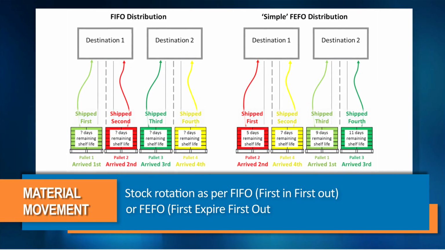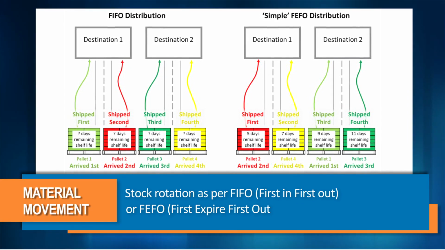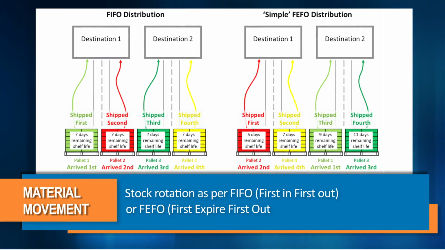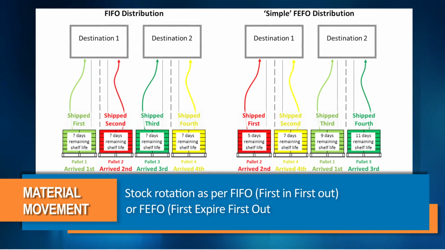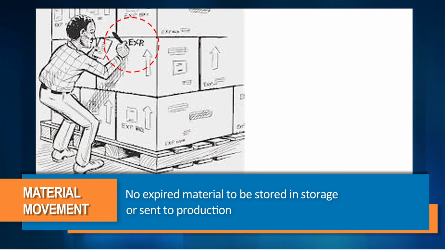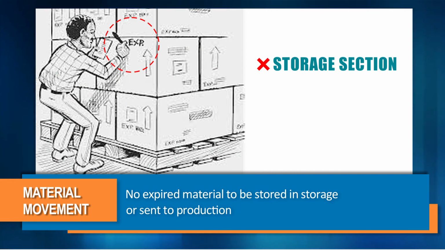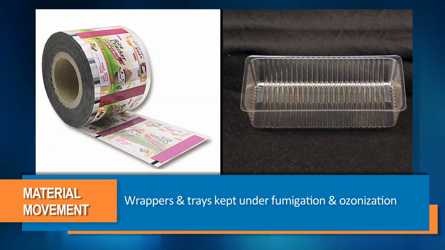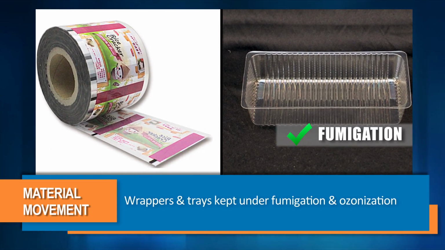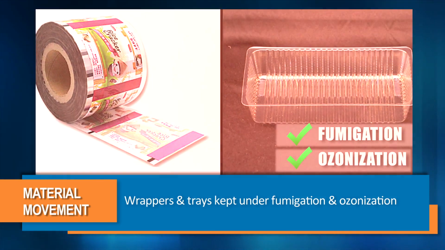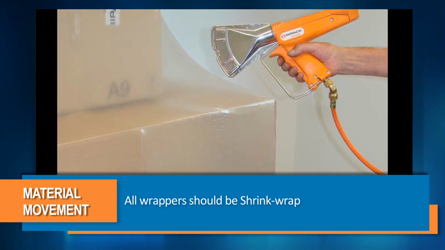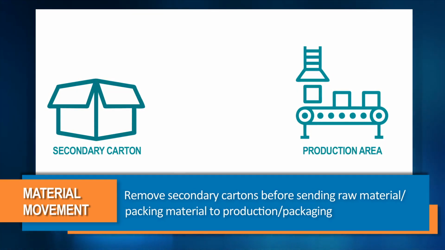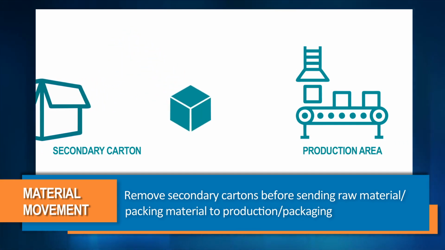Stock rotation as per first in first out FIFO or first expire first out FEFO shall be carried out. No expired material shall be stored in the storage section and sent to production. Wrappers and trays should be kept under fumigation and ozonization. All wrappers should be shrink wrap. As far as possible, secondary cartons should be removed before sending the raw material or packing material to production or packaging area.